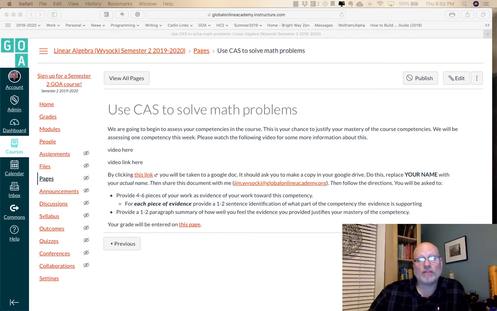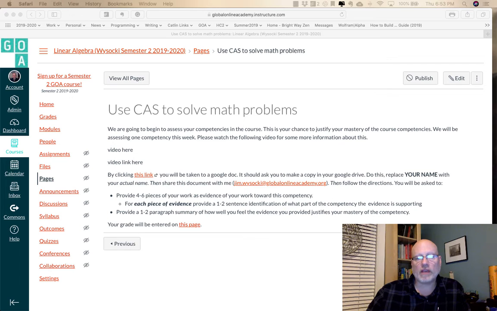But the way we assess them, at least the way I'm going to be asking you to do this, is I'm looking at all of your information. A lot of your work up to this point helps me understand where you are with solving math problems with CAS. But I do want you to have the opportunity to talk about your own feelings about where you are with that competency, and your evidence, and in your own words help support that. And so we're not going to do a full-on portfolio, if you're familiar with such things.